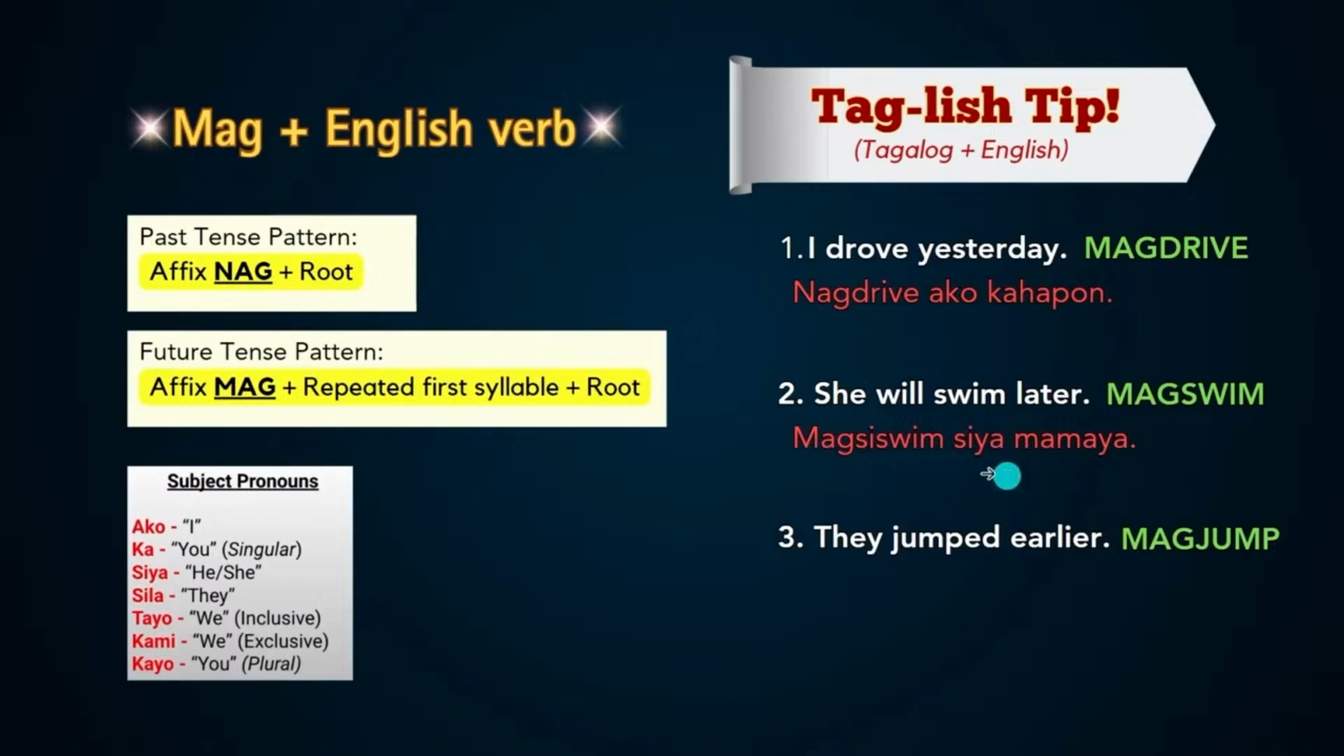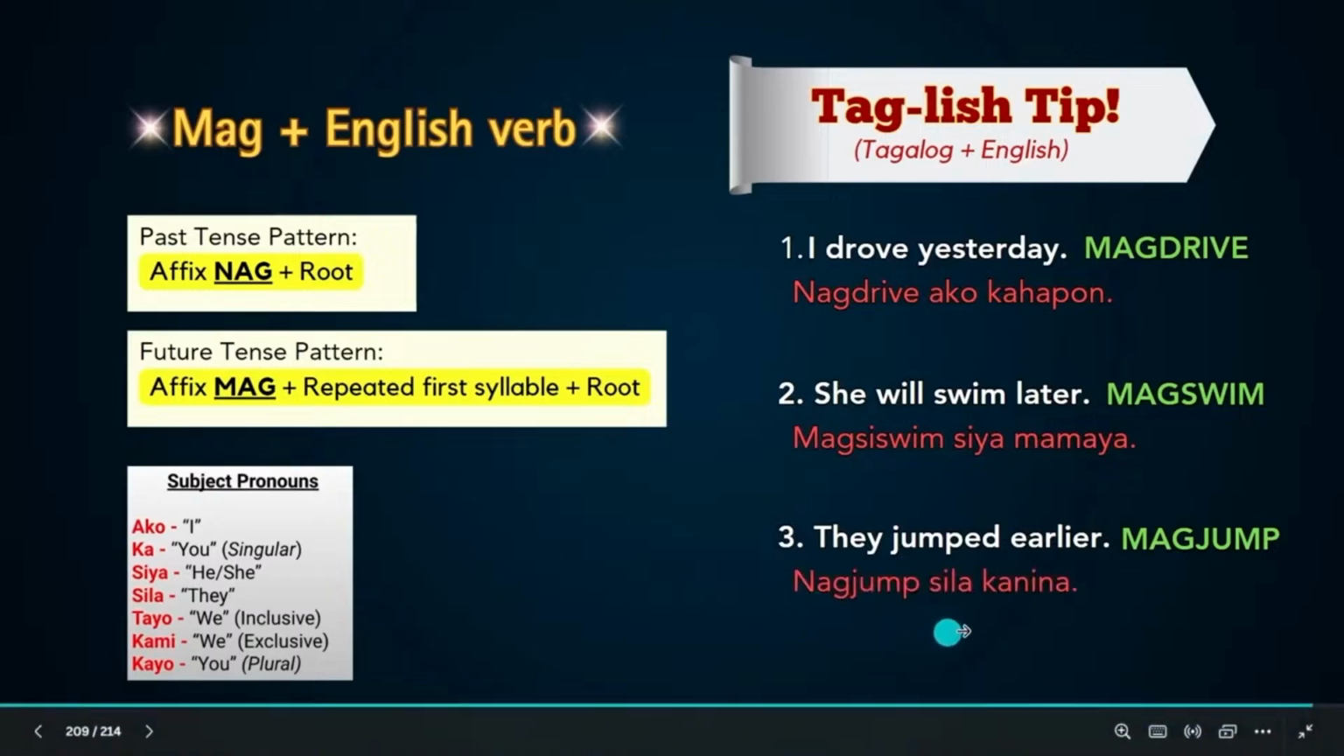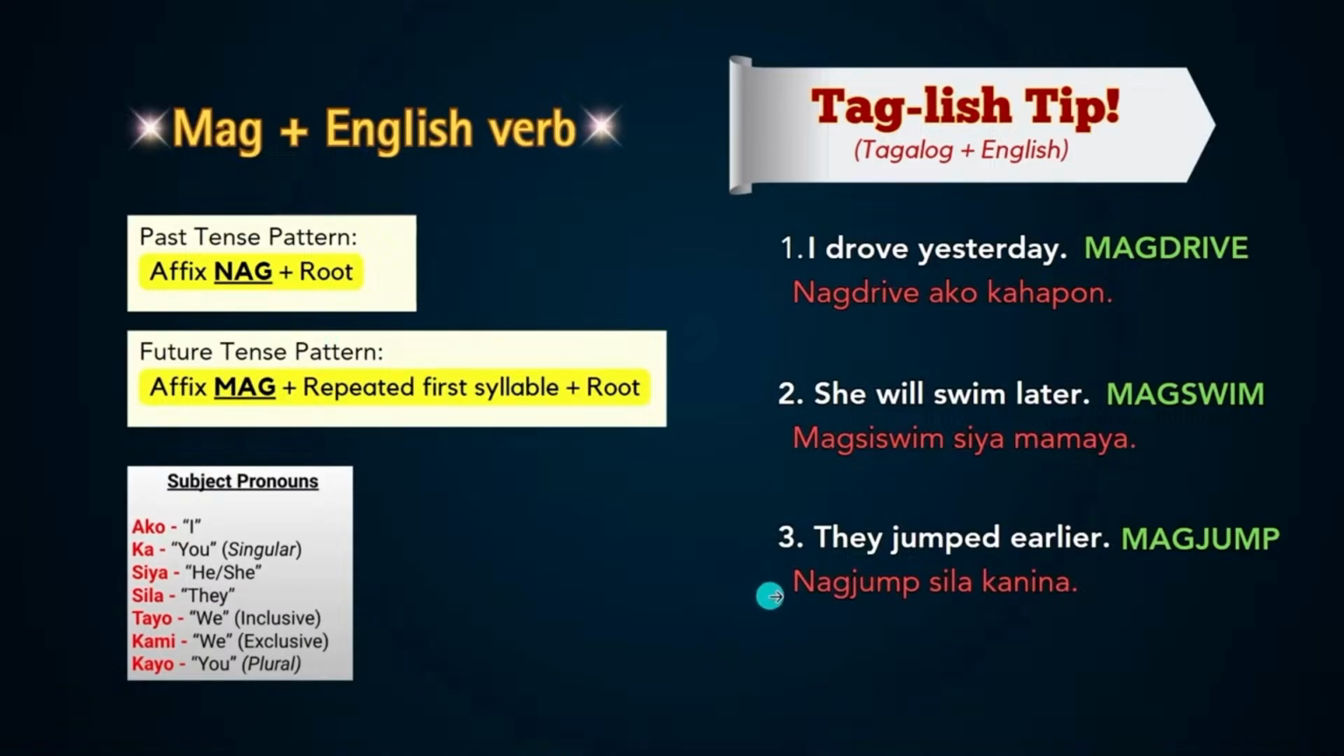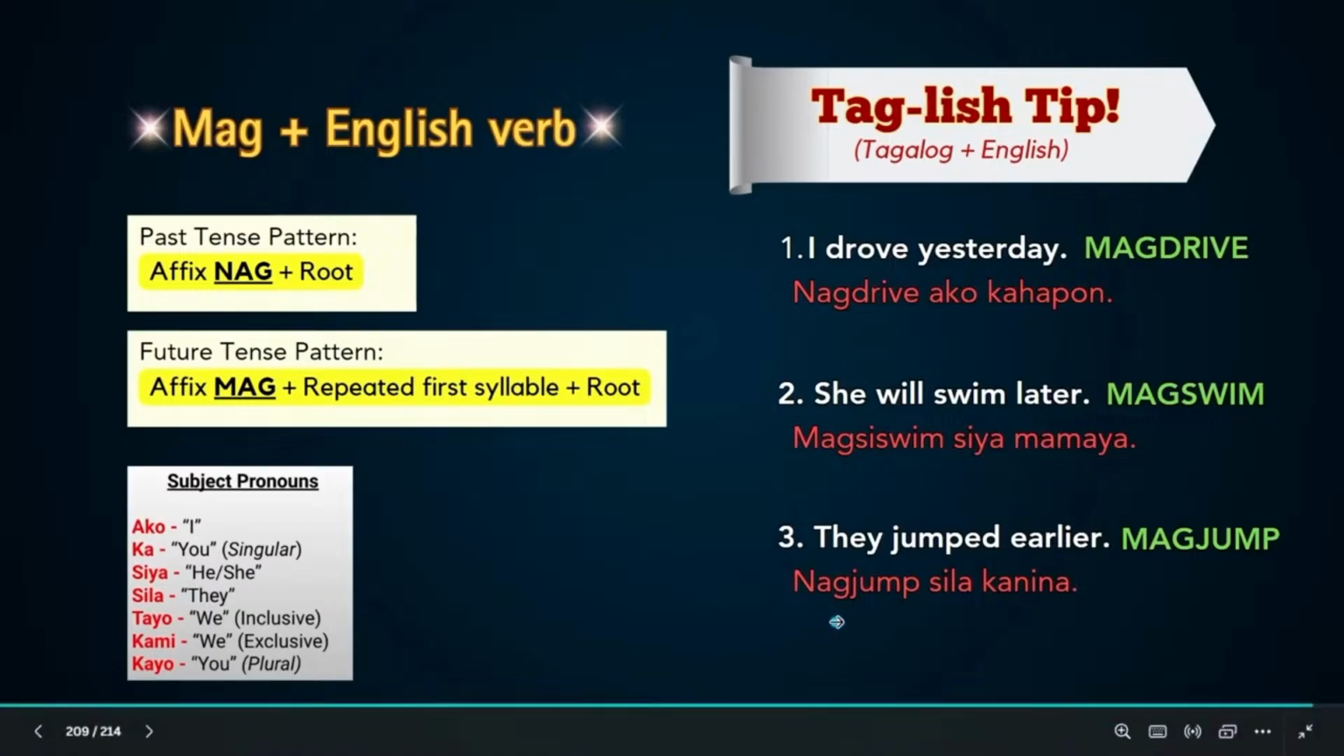Magsiswim siya mamaya. So again, for the future tense conjugation of a mug verb, it's mug plus the repeated first syllable plus the root. Magsiswim siya mamaya. She will swim later. Lastly, they jumped earlier. If I told you to use mug jump, it would be nagjump sila kanina. The affix is nag, then the root, for a past tense conjugation of mug verbs.